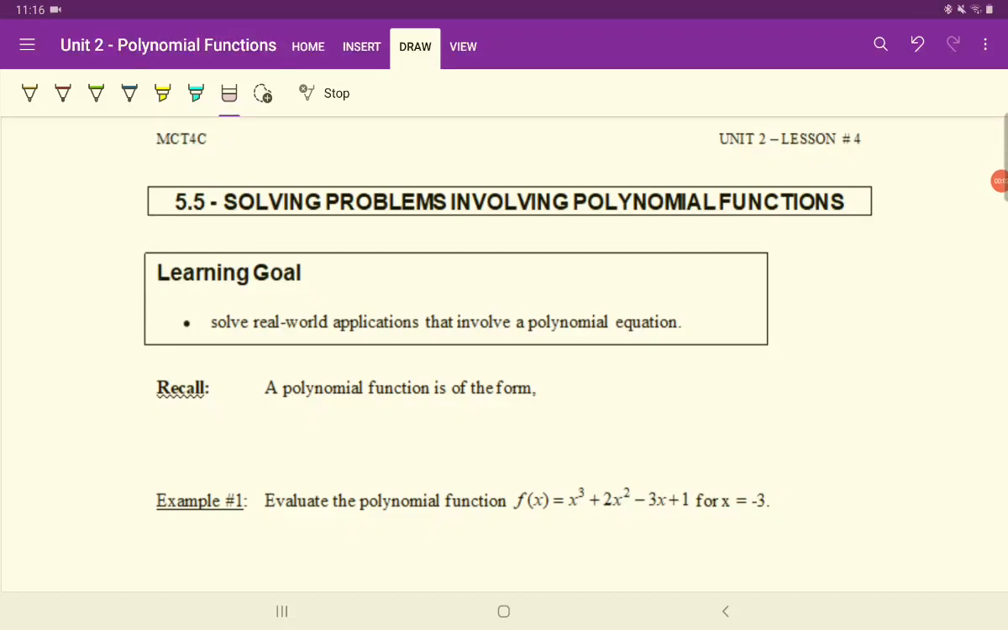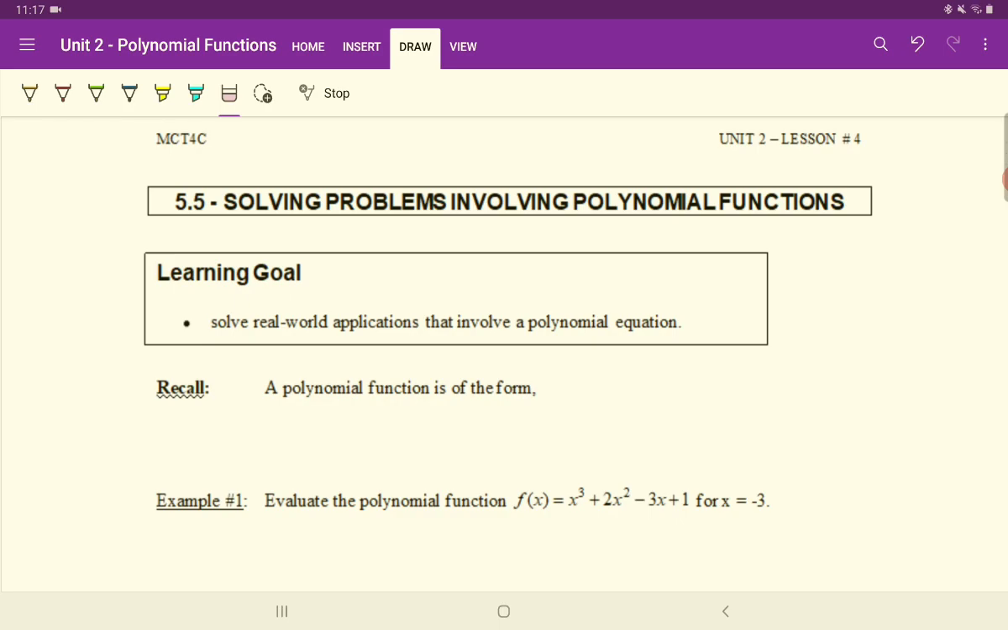Okay, everyone. We are going to now take what we have learned so far in this unit and apply it to some real-world applications. Now, most of the problems that we see from our homework in our textbook for this section, we actually are going to use technology or Desmos to help us solve it.